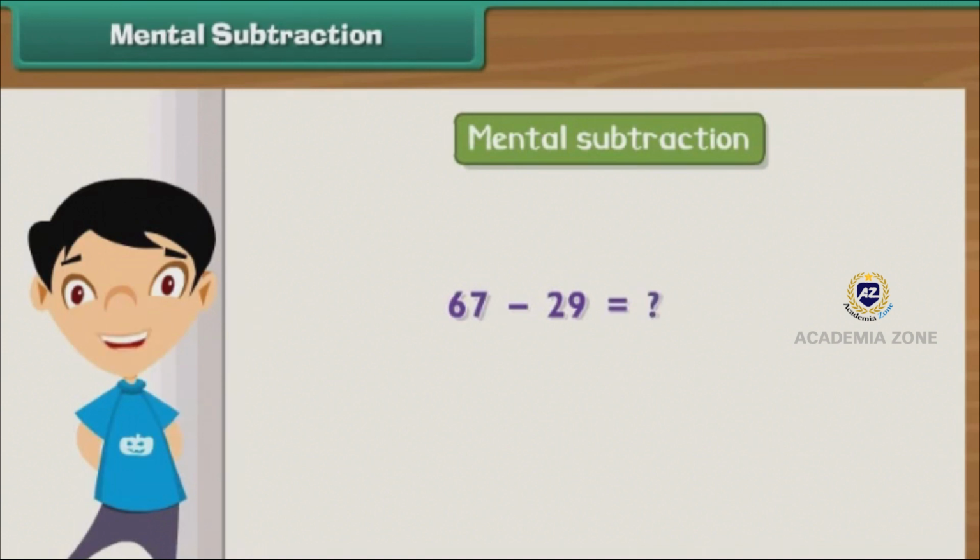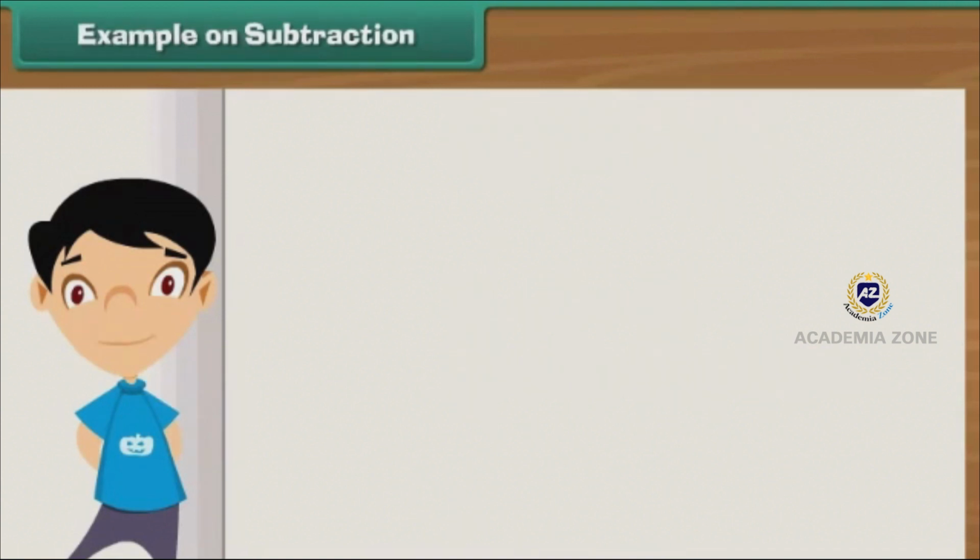Since the second number must end with a 0, we subtract 30, not 29, from 67. The subtraction gives us 37. But we subtracted an additional 1. So we add 1 to the difference. Thus, the result of subtracting 29 from 67 is 38. Let us practice mental subtraction.